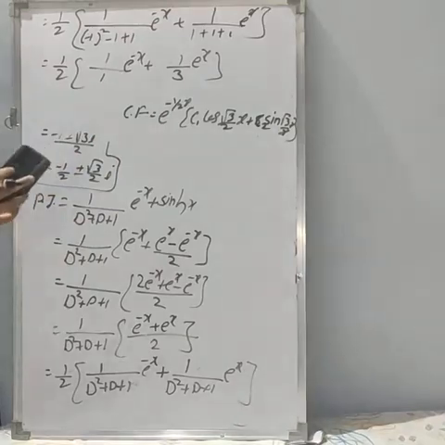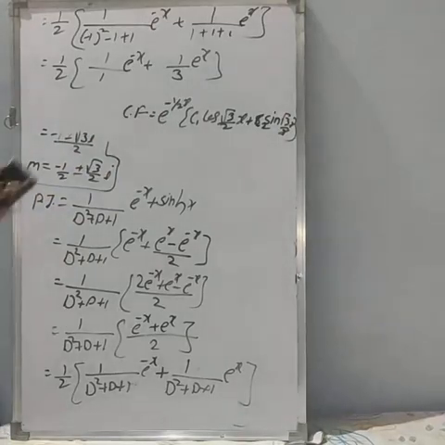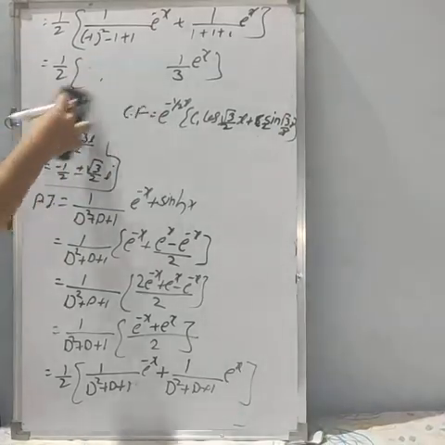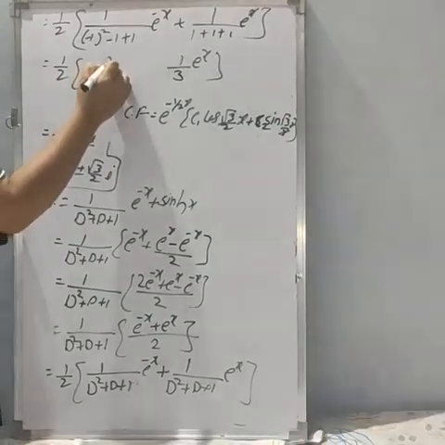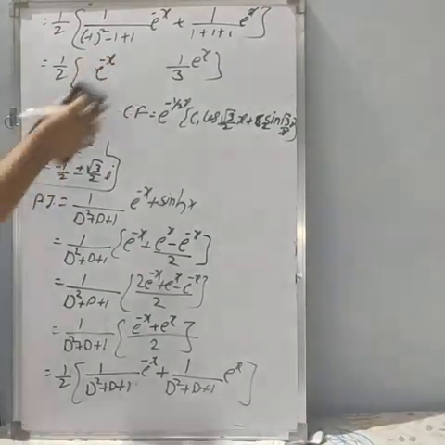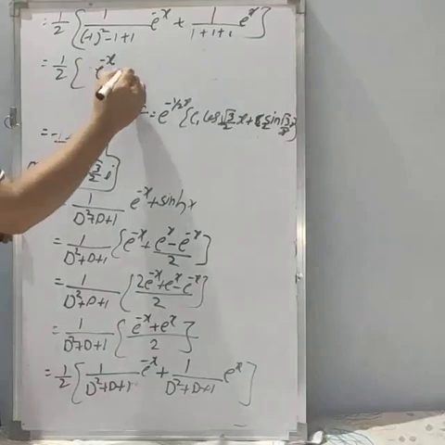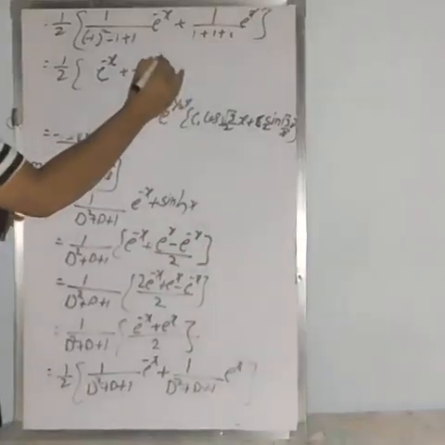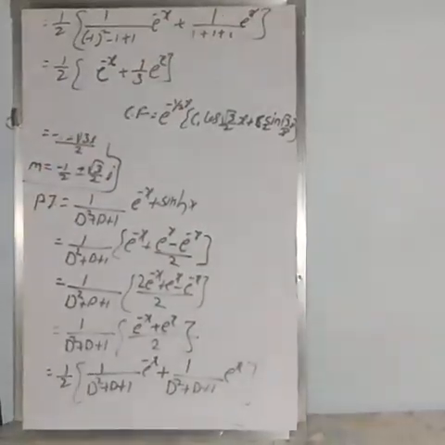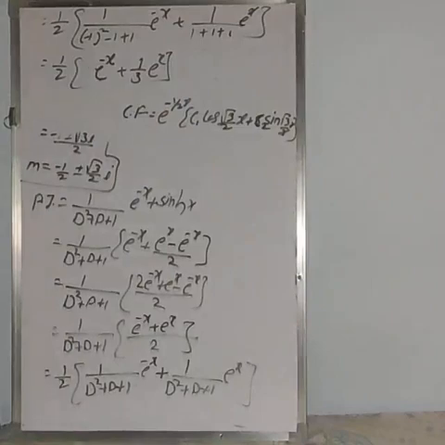So what you will get, your particular integral is nothing but 1 by 2, 1 upon 1 is again 1. So 1 by 2 e to the power of minus x plus 1 by 3 e to the power of plus x. So this is the required particular integral. Okay. So we have the particular integral.